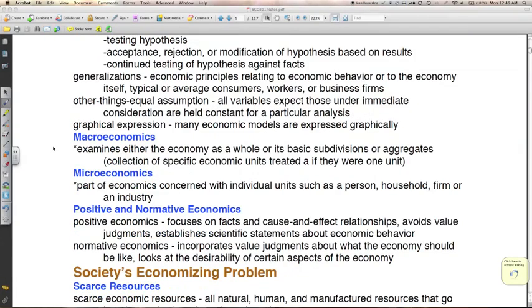Positive and normative economics. Positive economics is focusing on the facts and the cause and effect relationships. This is what we want to study. We want to study positive statements, positive economics, things that are actually scientific. Normative economics are those with value judgments. A lot of times normative economics come into play with the problems of loaded terminology, biases, and all those fallacies that we talked about earlier.